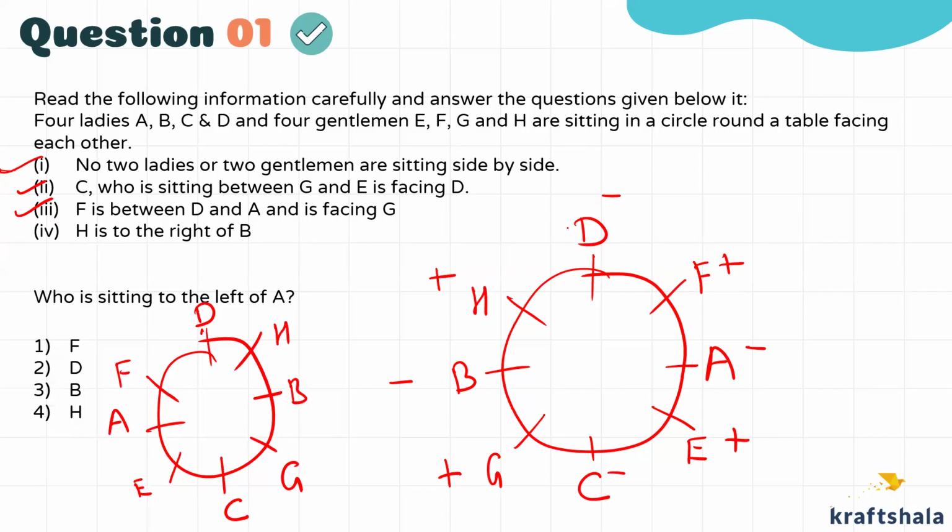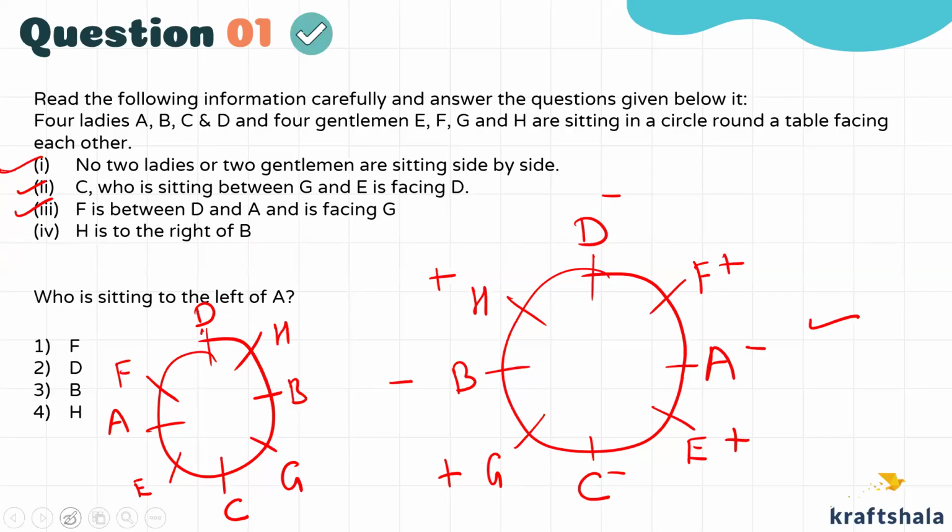Now let's see the genders. So A, B, C, D are ladies. Perfect. E, F, G, H are males. So all the things are assured that we are correct. Let me read it again. C, who is sitting between G and E, is facing D. That is also correct. F is between D and A and is facing G. This is also correct. And H is to the right of B.